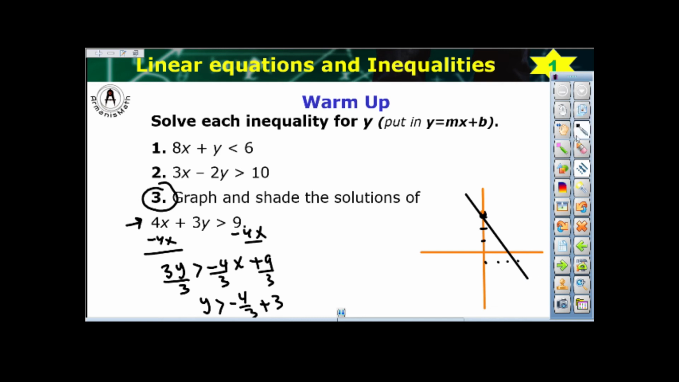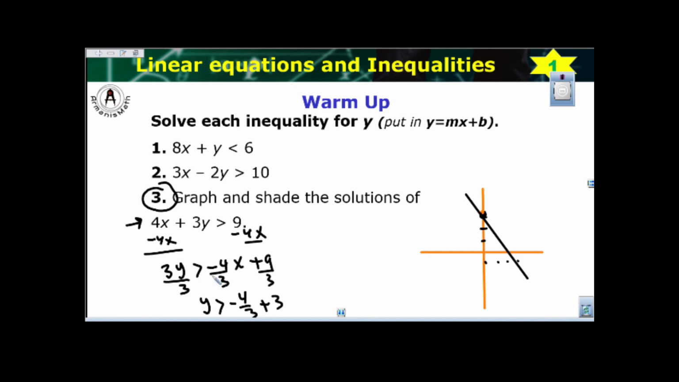Now there are two decisions you have to make. First of all, you did massage it to make it look like y equals mx plus b. There are two decisions you have to make for an inequality, which you don't have to make for equations. The first decision after you graph is this: is the line you graphed a dotted line or a solid line? You have to make that decision. What tells you is the actual inequality. Look at the inequality here.